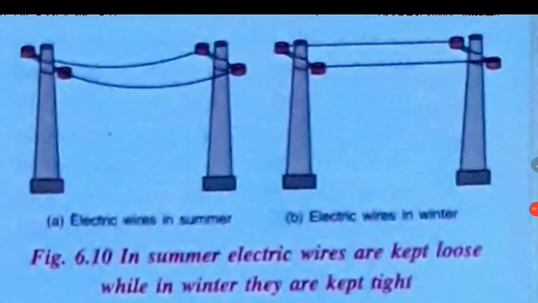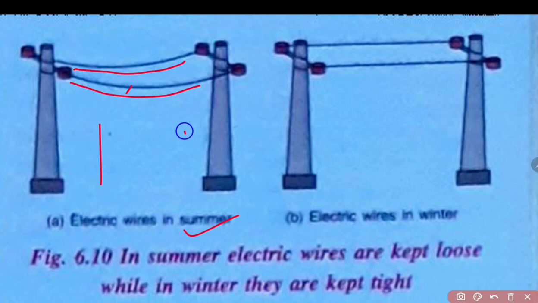Let us consider this figure here. When the wires are laid or constructed during summer, they are kept a little bit loose, so that when they contract in winter, they will not get broken. What if they were already kept very tight? When they contract, they might break.